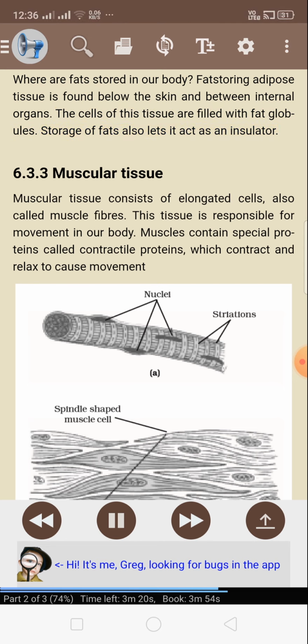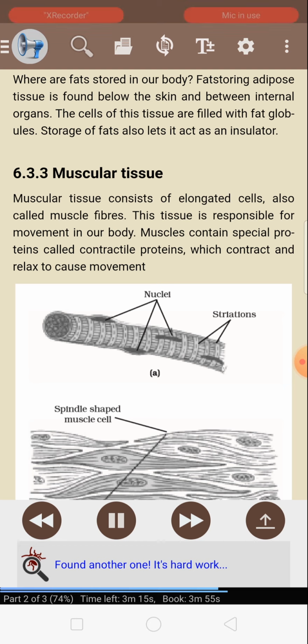Figure 6.11. Types of muscle fibers: A, striated muscle; B, smooth muscle; C, cardiac muscle. 6.3.3 Muscular tissue. Muscular tissue consists of elongated cells, also called muscle fibers. This tissue is responsible for movement in our body. Muscles contain special proteins called contractile proteins, which contract and relax to cause movement.